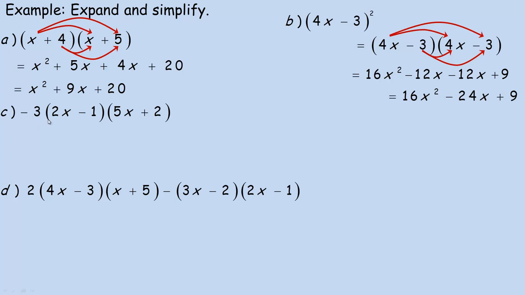In C here, we've got the negative 3 times the product of the two binomials. Now, there's two ways to do this. We can multiply the negative 3 into one of them, but not both. Okay, you don't multiply the negative 3 into this one and then also into this one. That means you would have actually multiplied a negative 3 in twice. So you either multiply it into the first binomial or the second.